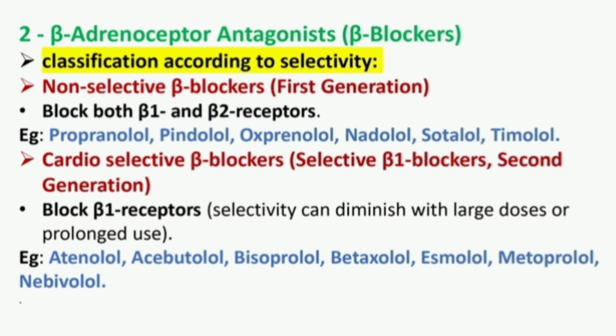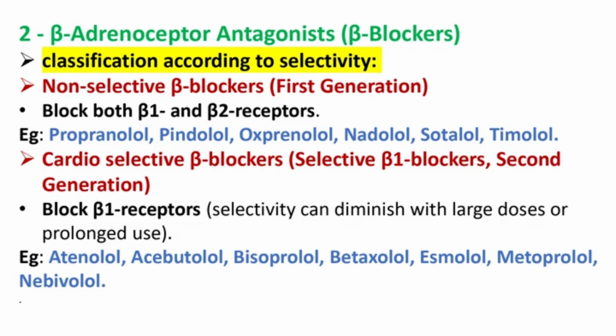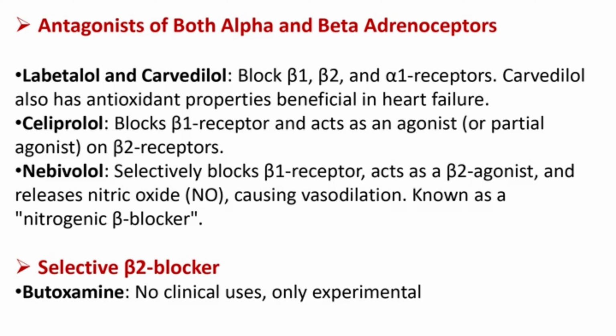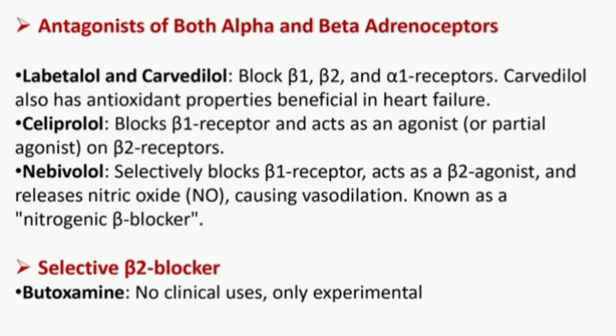And the next one is antagonists of both alpha and beta receptors. Okay, that means it blocks the alpha and beta receptors. So labetalol and carvedilol, these mainly block the beta 1, beta 2 and alpha 1 receptors. Carvedilol also has antioxidant properties, so it's beneficial in heart failure.